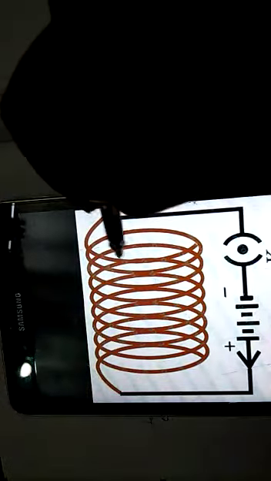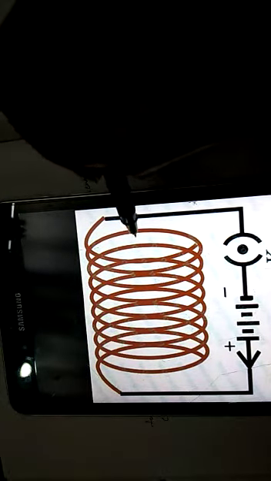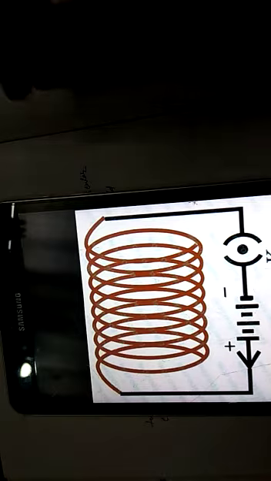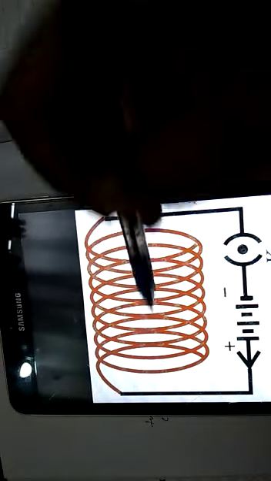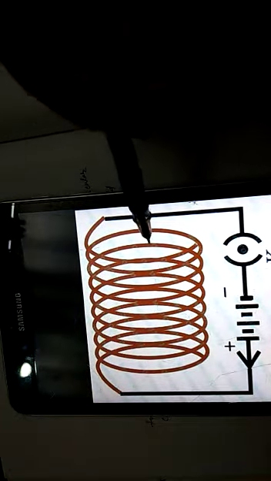If you closely monitor, you will see that at one end current is in clockwise direction, and at the other end, where current comes out, current is in anti-clockwise direction. So if your left hand is clockwise, right hand has to be anti-clockwise. If your left hand is anti-clockwise, your right hand has to be clockwise.